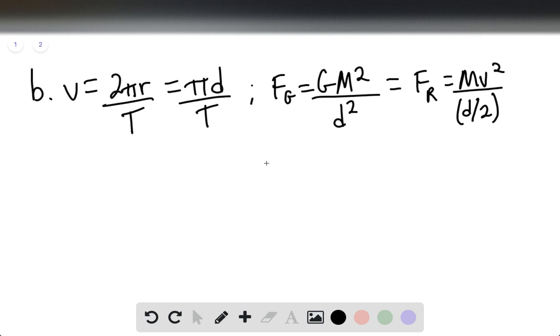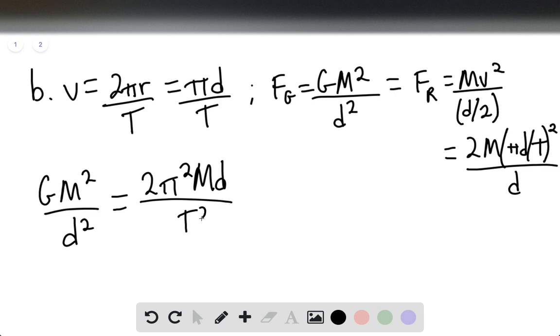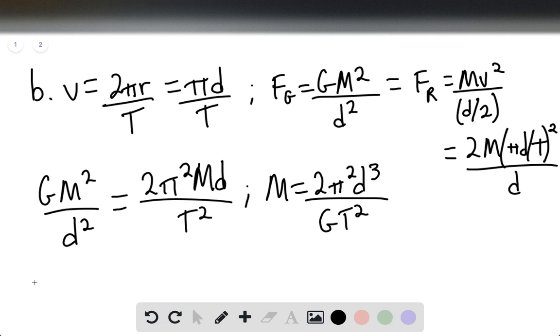So we can say that this is going to be equal to 2m pi d over t squared over d. And so we can say that G m squared over d squared is going to be equal to 2 pi squared m d over t squared. And if we're trying to find m, we can simply say that m is going to be equal to 2 pi squared d cubed divided by G t squared, and we can solve directly now.